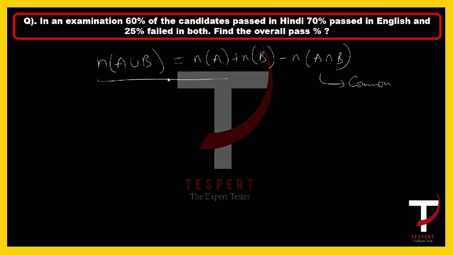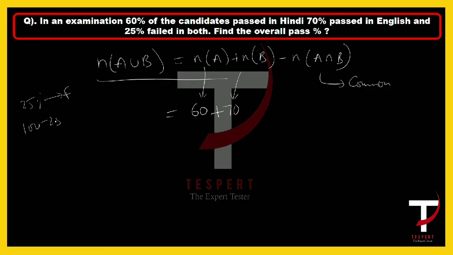We will apply this; I will explain how to apply. In an exam, 60% of the candidates passed in Hindi. So n of A is 60. What is n of B? 70% passed in English, so 70% is n of B. And 25% failed in both. So if 25% failed, then how many students passed? 100 minus 25, which is the remaining value.